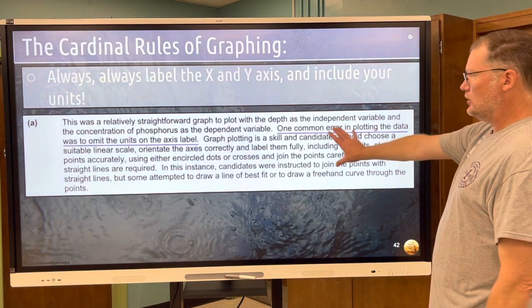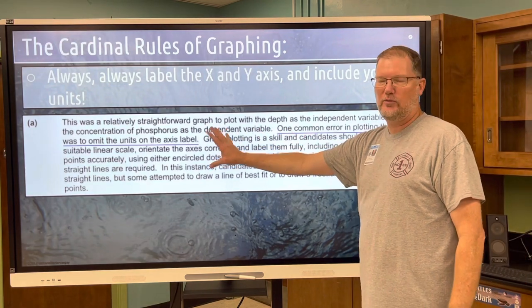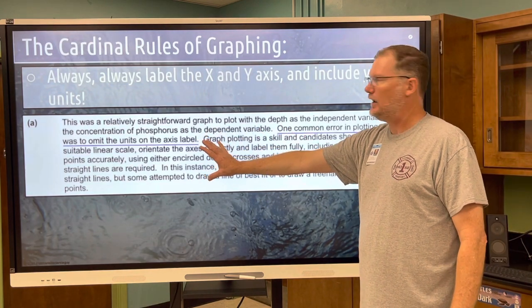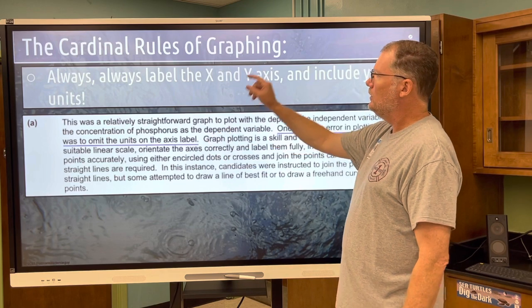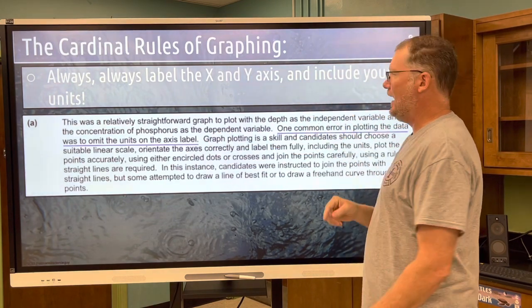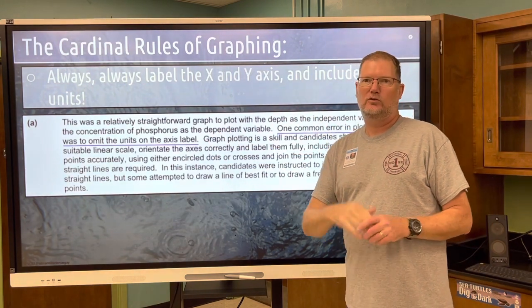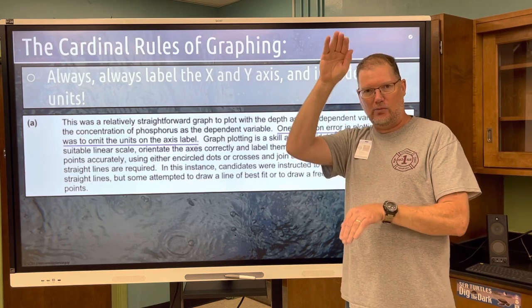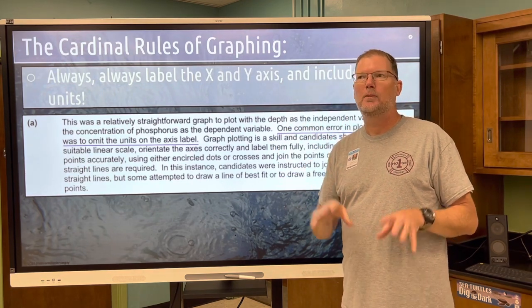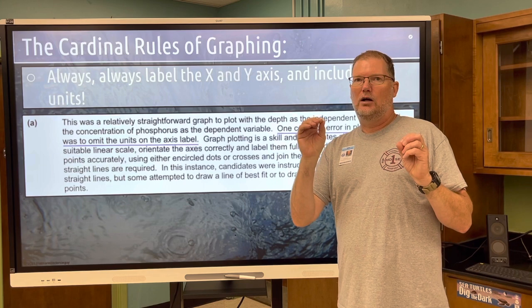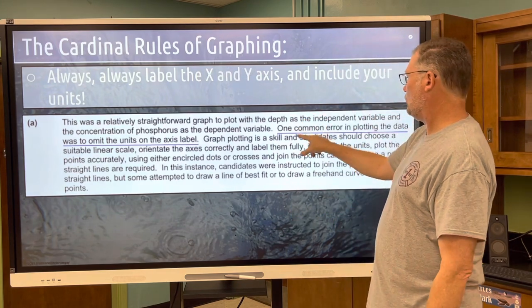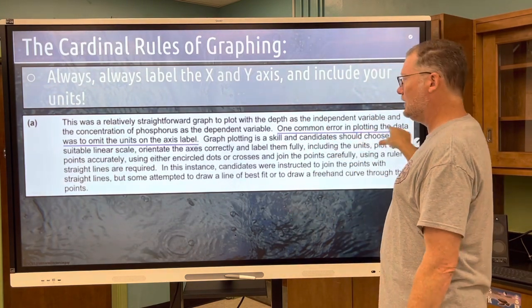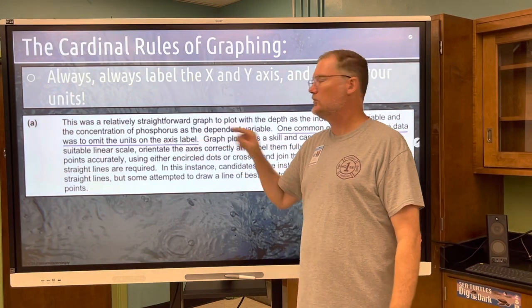So these are directions, directly from the ACE handbook, all right? That's what these parts are. You always have to label the X and Y axis, including your units. So whenever you're writing those units and you're spreading them out to use at least 75% of the paper, you're always labeling, okay? And look, one common error in plotting the data was to omit the units on the axis label.